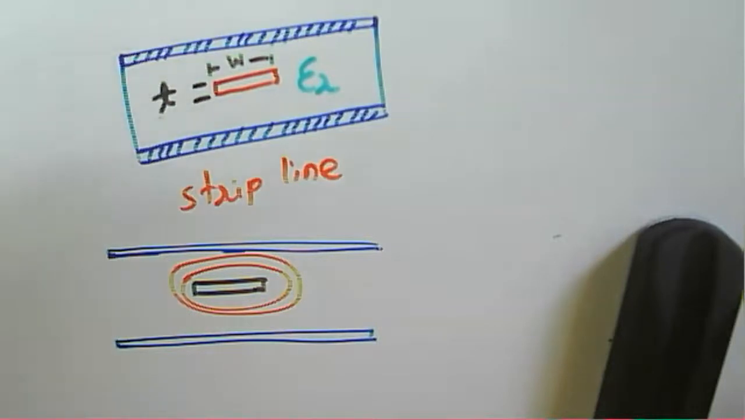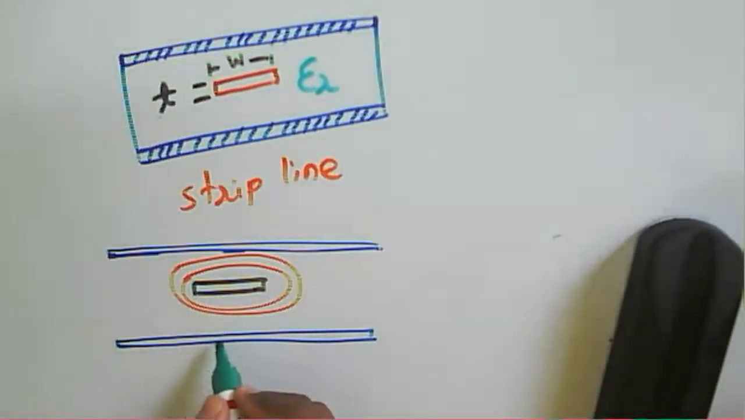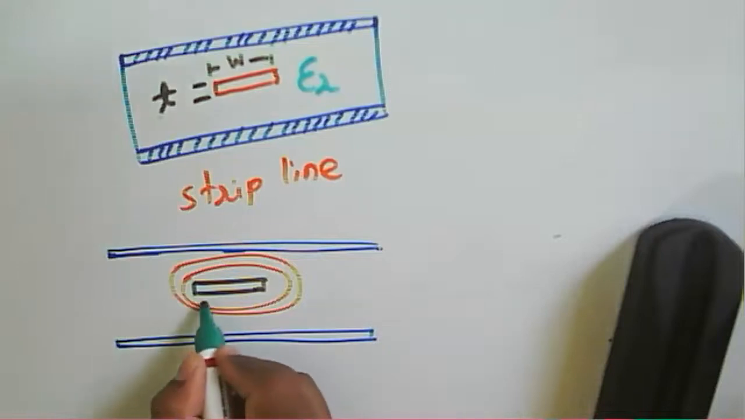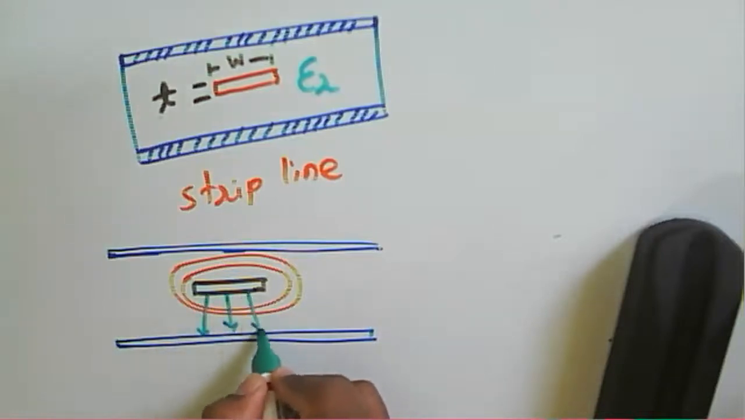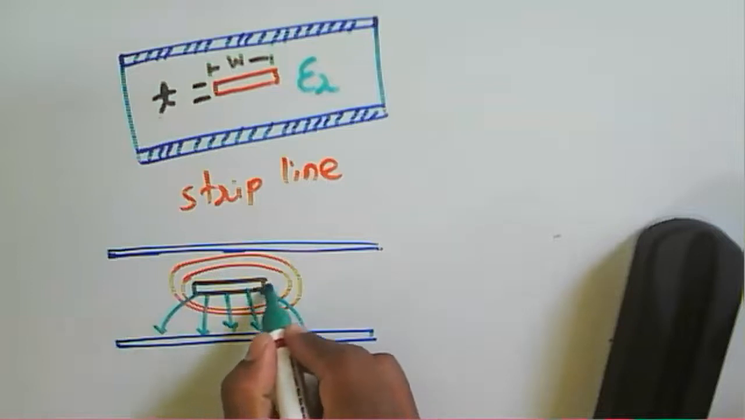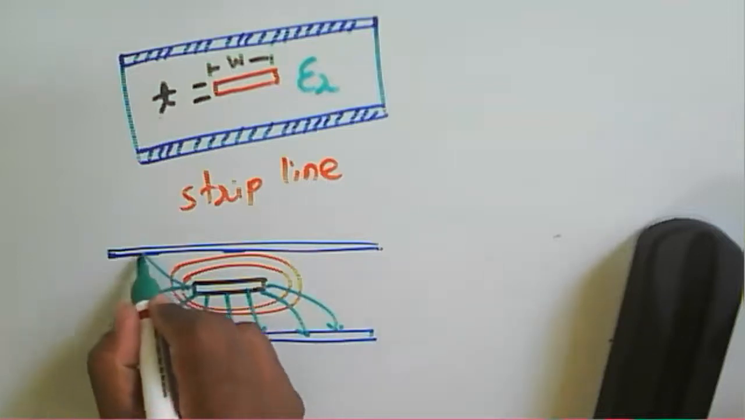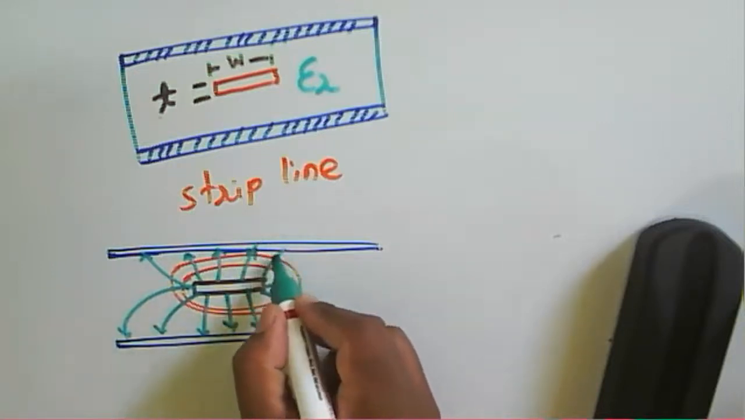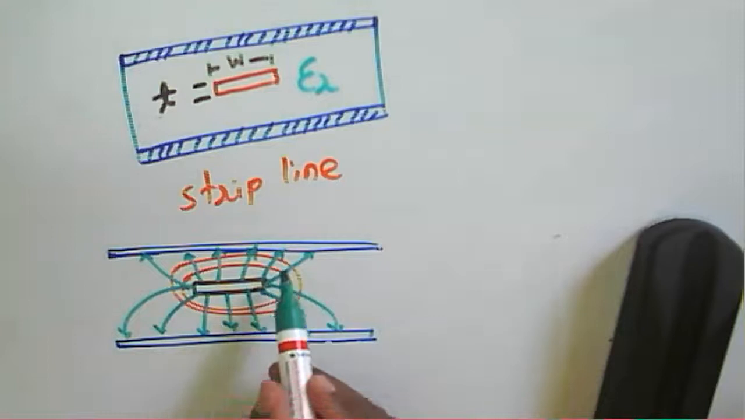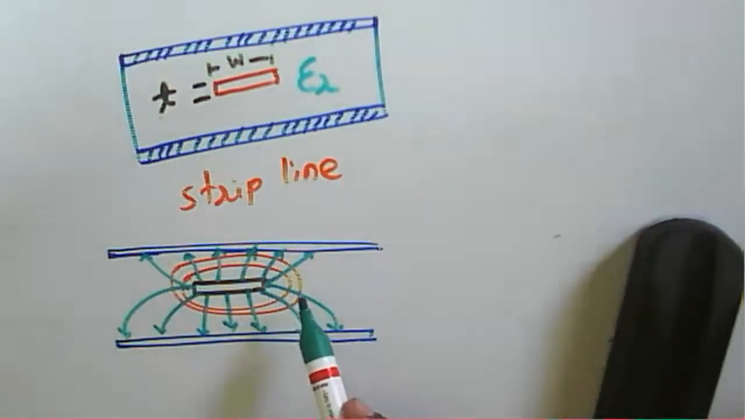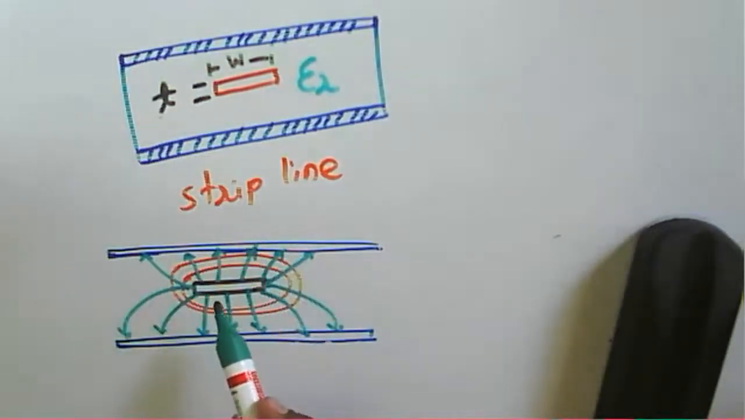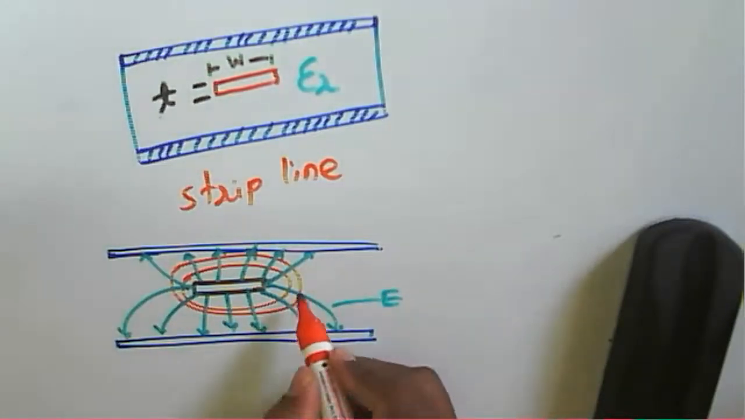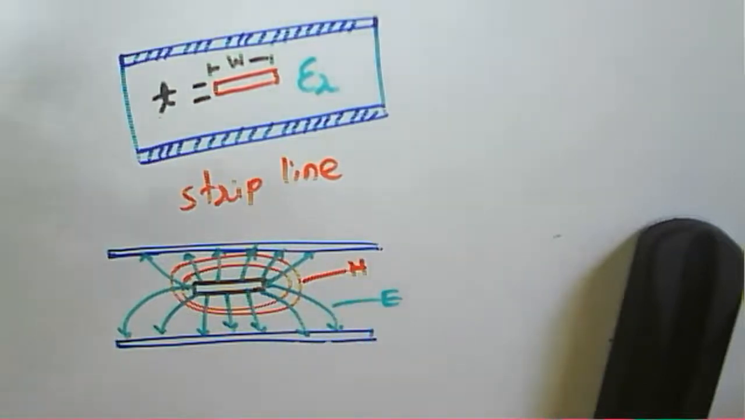But for the electric field, this one is positive, and these plates act as a ground. So this is the electric field component of the strip line, because field emanates from the positive and terminates at the negative. Now this one is the electric field component, so in the field distribution, this is the E field, and this is the H field, that is, the magnetic field. So, electric field and magnetic field.